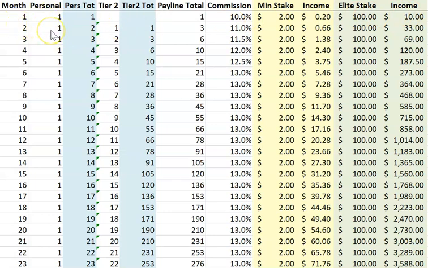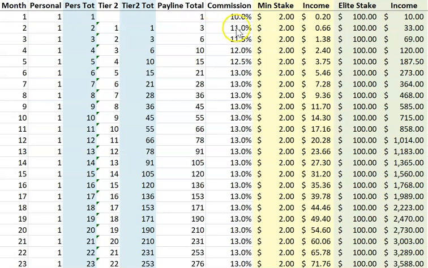Month 2, you go out and do exactly the same. Introduce one person. So now you've introduced a total of 2 people, one this month and one last month. But because you get paid on 2 tiers, you get paid on the people that your personal referrals introduce. So that person that you introduced last month goes out and introduces his one person. So you've got a total in tier 2 of 1. You've got 2, 3 altogether.